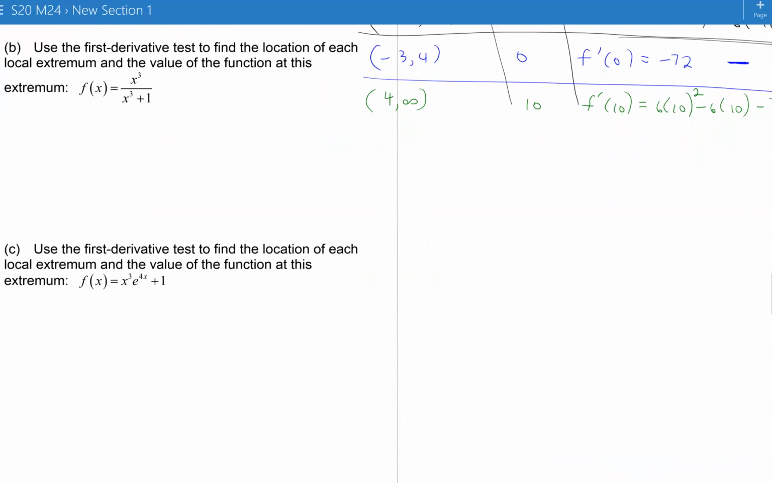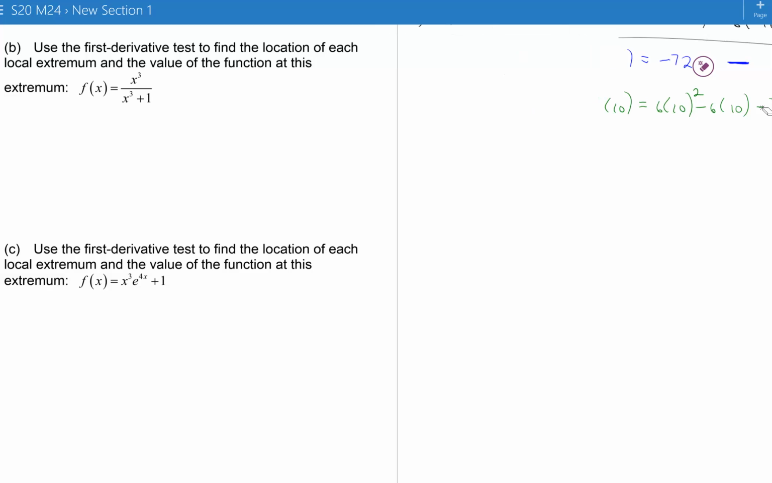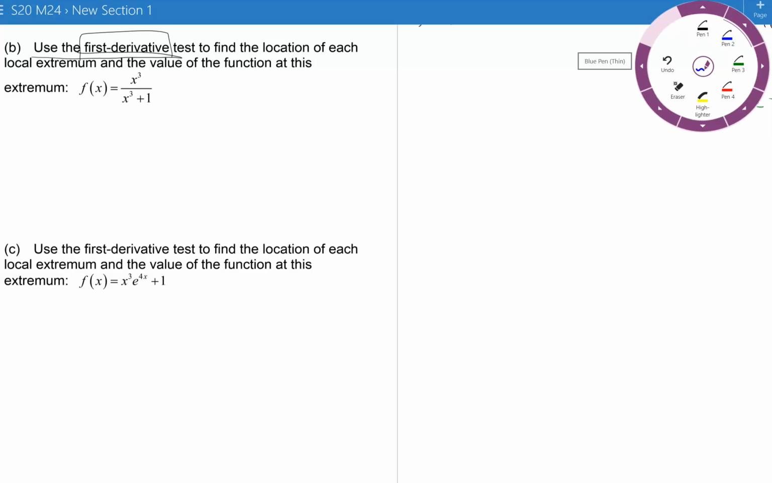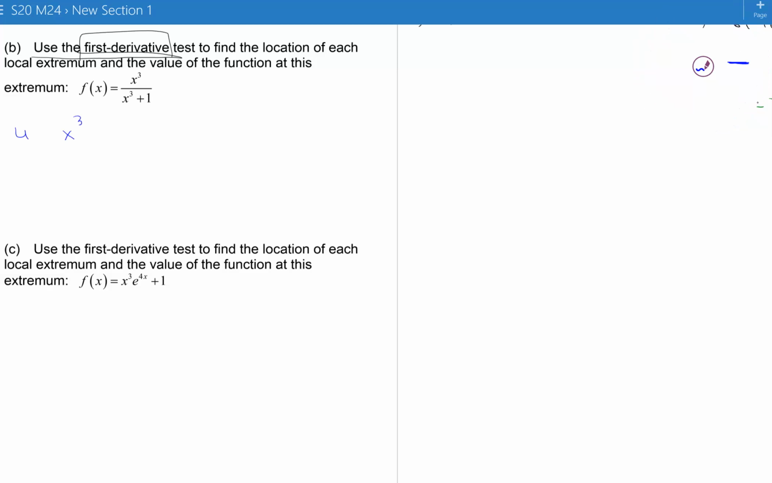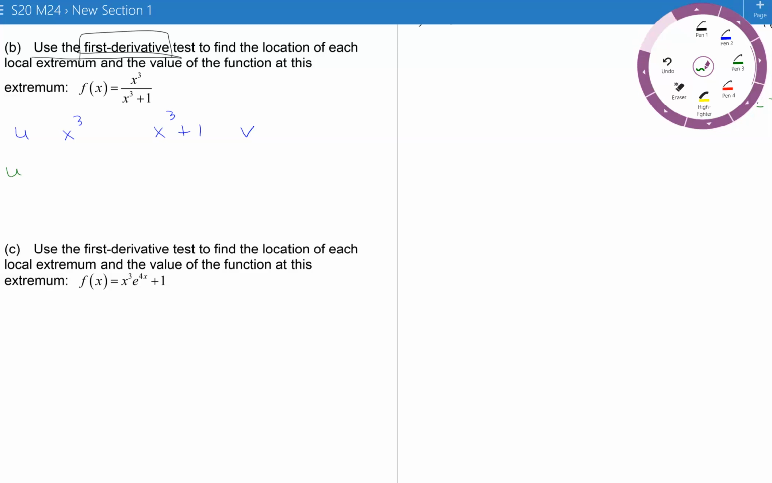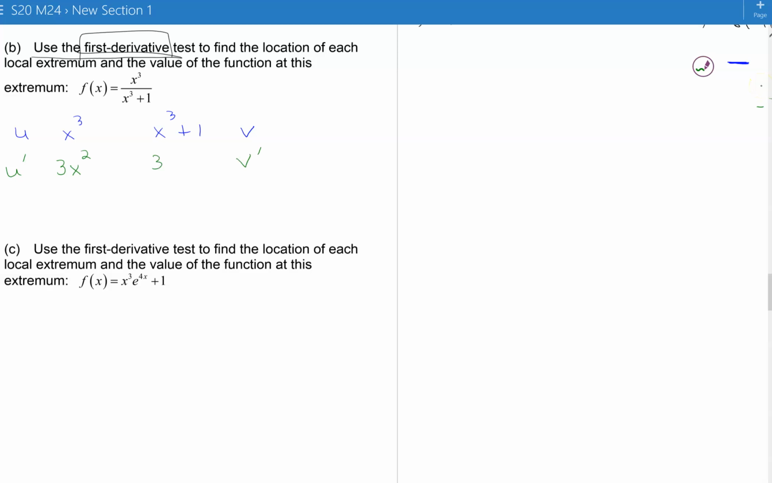Okay, so this next example was chosen for several reasons. It's going to illustrate several important points. So the first thing we need to do when we're using the first derivative test is find the first derivative. So this looks like a quotient rule. So I'm going to have u, the top function is x cubed, and x cubed plus 1 is going to be the bottom function. Then I'm going to take the derivative of u, 3x squared, the derivative of v, 3x squared.